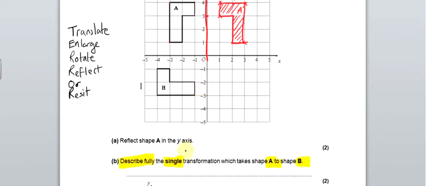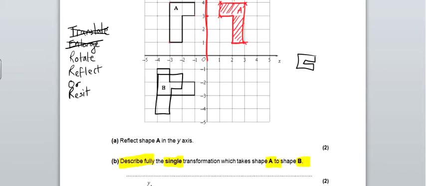Anyway, here we go. So describe the single transformation. So first of all, we can rule out enlargement. It's definitely not enlargement because they're the same size. Translate. Well, translating is where you pick something up like this and you slide it around. And when you slide a shape around, you can see that it doesn't rotate, it doesn't twist, so you end up with the same shape. So you can see that if I was to trace shape A and then move it, it's not a translation. So we can rule out translation, because translations don't spin round.